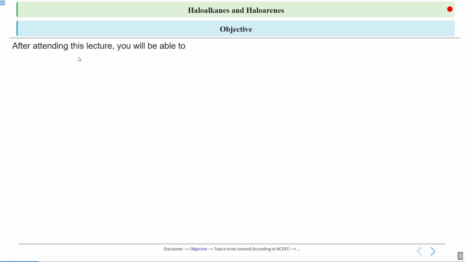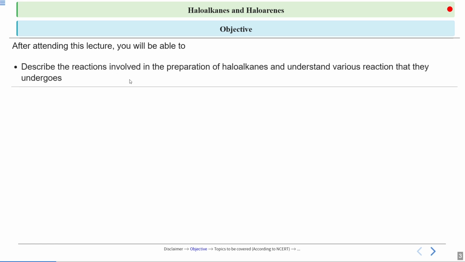The objective of today's lecture: after attending this lecture, you will be able to describe the reactions that are involved in the preparation of haloalkanes and understand various reactions that they undergo. So, today we are going to focus mainly on the reactions involved in the preparation of haloalkanes.